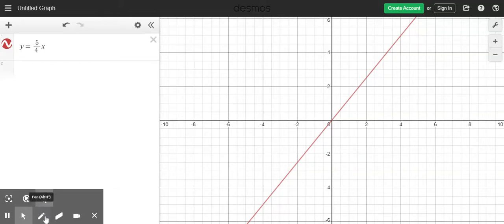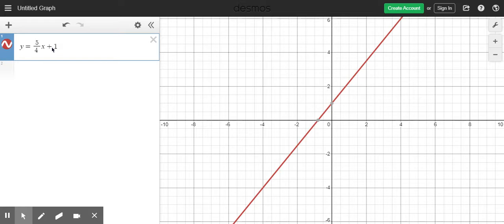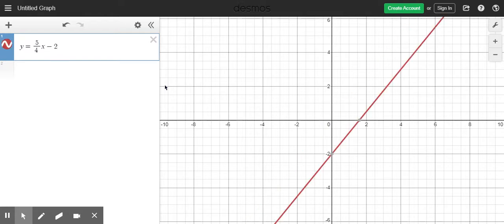Okay, so if we have the equation y equals 5/4 x, we can see that this line goes right through 0, 0. Now, if we added a b value onto this, let's say we did +1, it shifts it straight up 1 in a vertical shift, up 1. Okay, we could change that to a -2, and there you can see it's a vertical shift down.